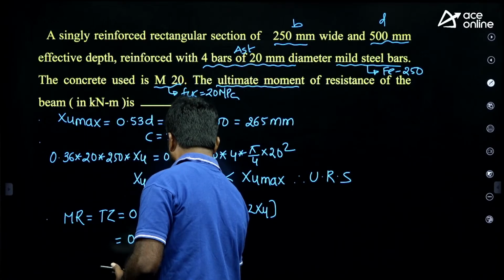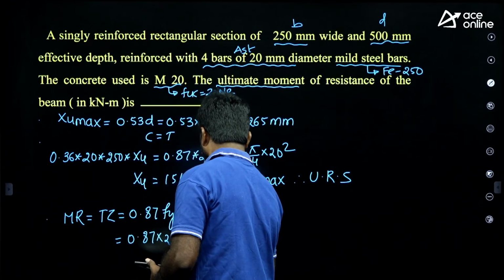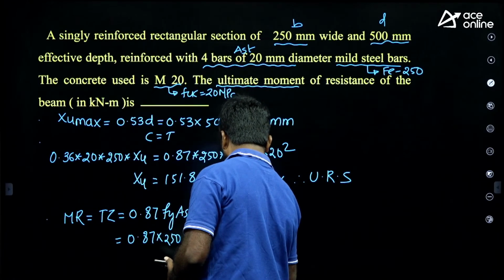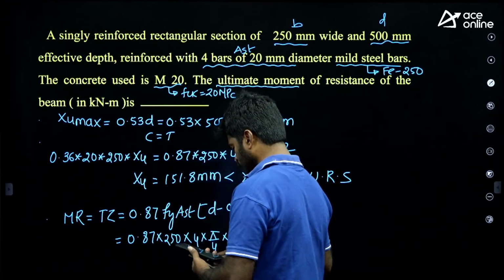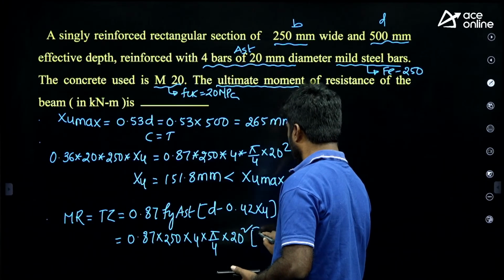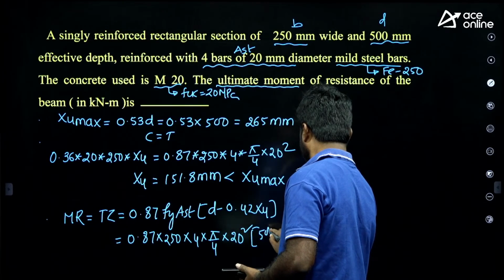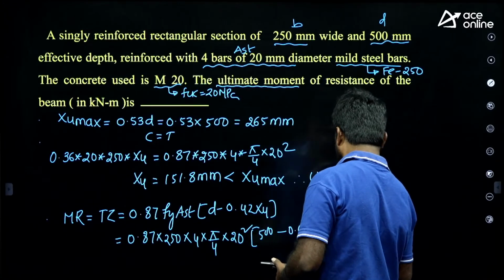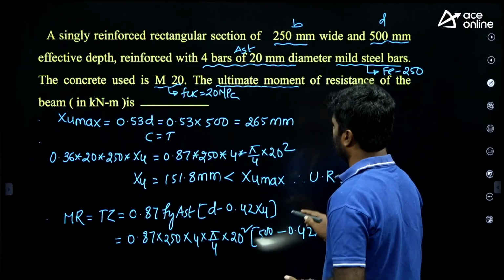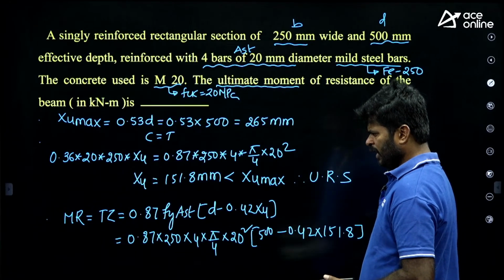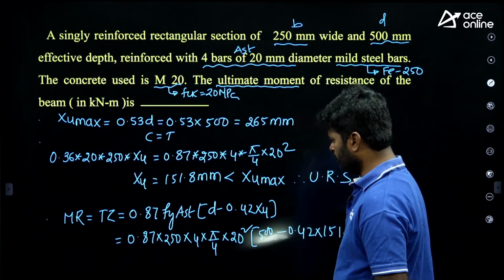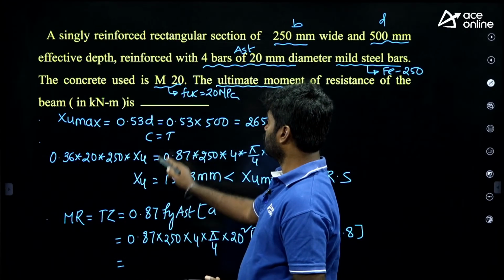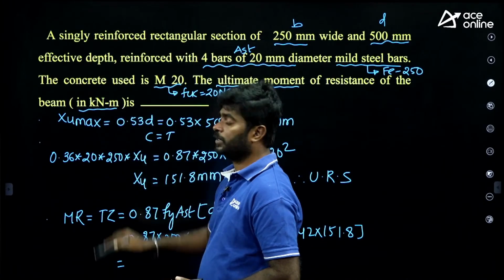0.87 Fy 250, AST: how many numbers? 4 numbers, 4 into pi by 4 into 20 square, into D is 500 minus 0.42 into XU, which is 151.8. If you simplify, you will get the answer in Newton mm, my dear. Then convert into kilonewton meter, because we need the answer in kilonewton meter.